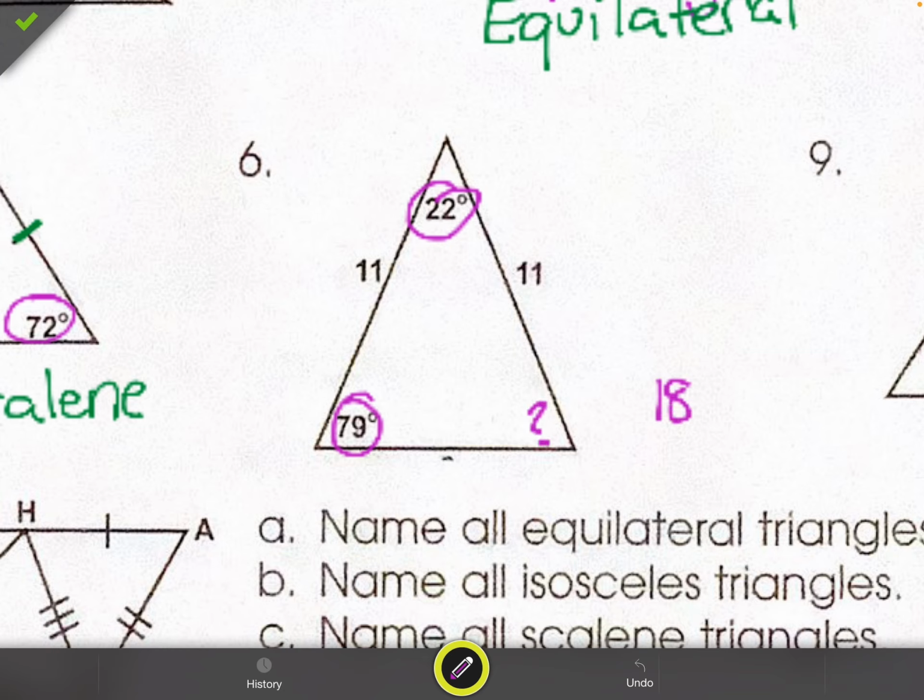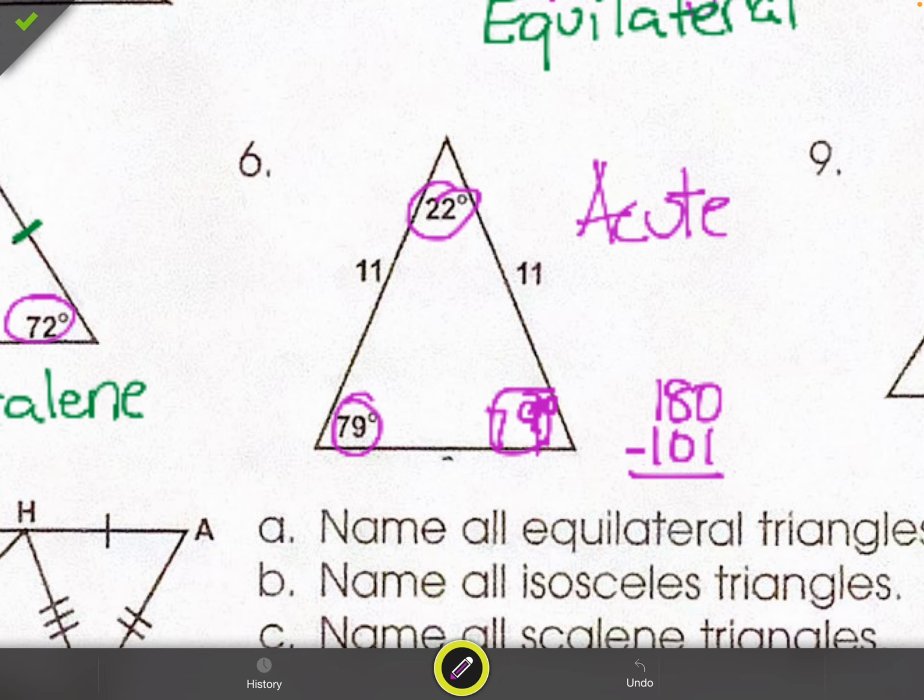I don't want to make any assumptions until I know what this angle is. So real quick, you could jump over here, and we haven't really talked about this, but add 79 and 22 together. Okay, and so that would give us 101 if you add it together. Subtract that from 180 because you know all 3 together have to be 180. This makes that 79. Okay, so all of my angles are acute. So my triangle is acute.